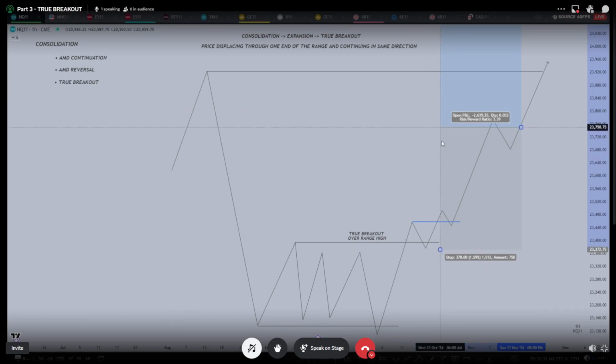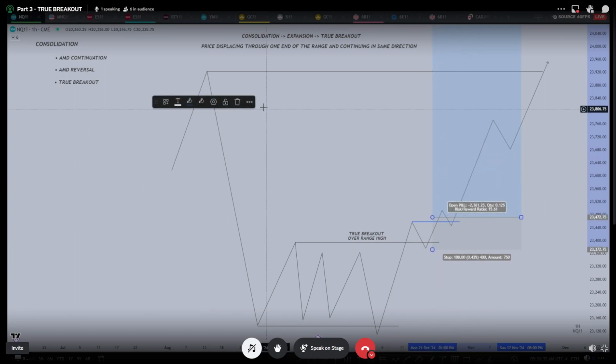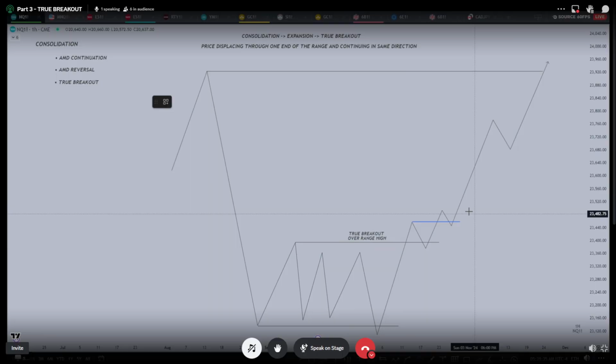Or could be used as a framework to then frame the move, this move higher, towards the objective, frame this continuation higher. True breakout means continuation in the same direction. True breakout over the range high, over the consolidation.